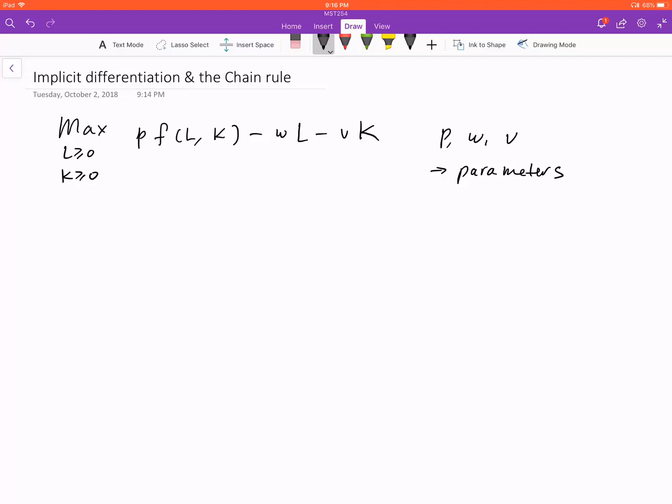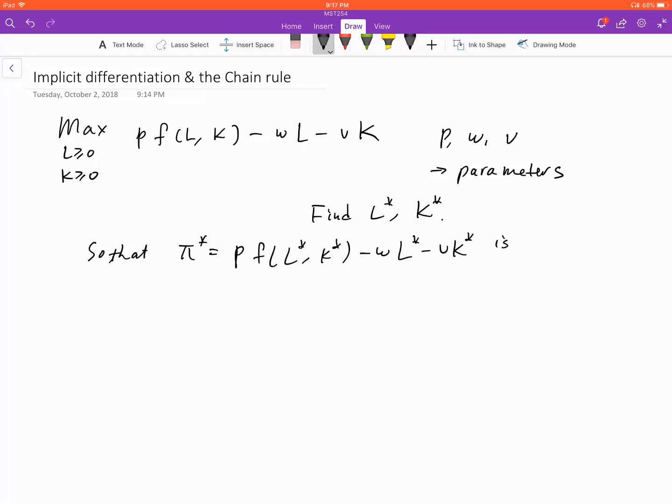Okay. And we want to maximize the profit, find the optimal labor level. So we find optimal L star and K star so that this pi is equal to P F(L star, K star) minus W L star, so that this one is optimal. So this is the problem we have. And we assume that we have solutions to the first order conditions.